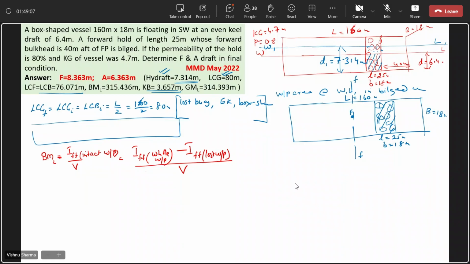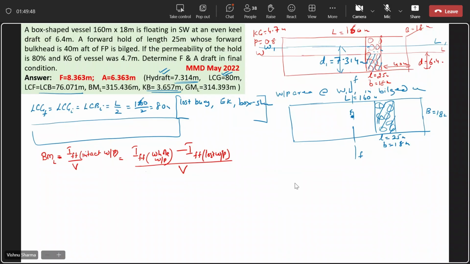Guys, am I audible? Yes, sir. Okay. Did you hear me? Because my headset was giving problems when I was writing this formula: IFF of the lost water plane upon volume of displacement. Were you getting me? Yes or no? So whatever I've written in red, is that clear? This BML expression that I've written in red is clear, or does anybody have any questions? That's good, guys.